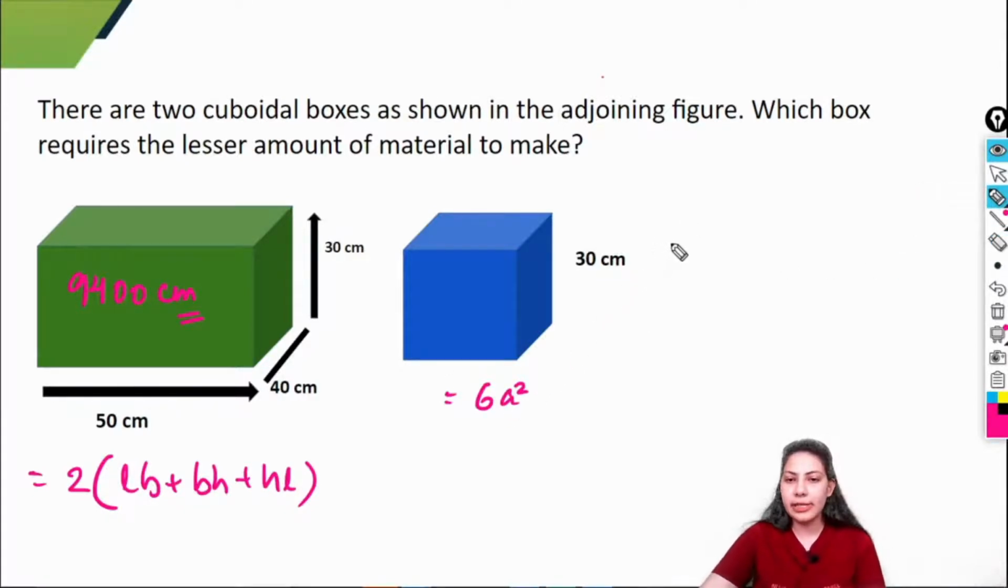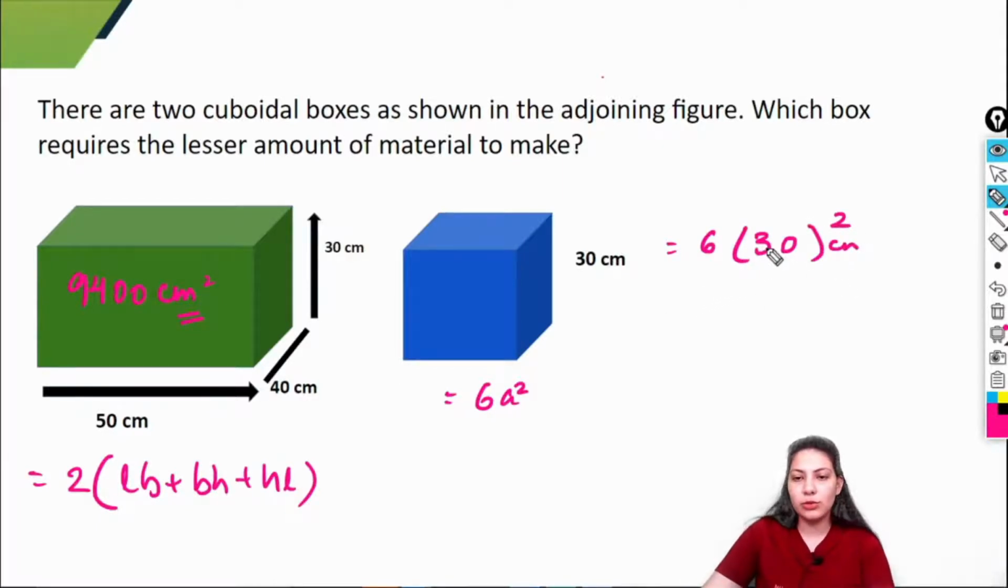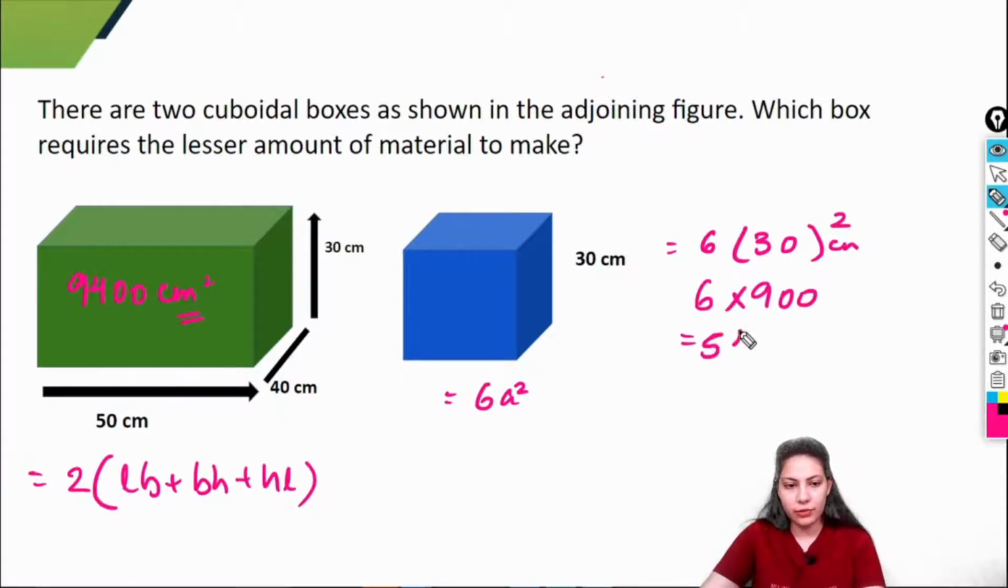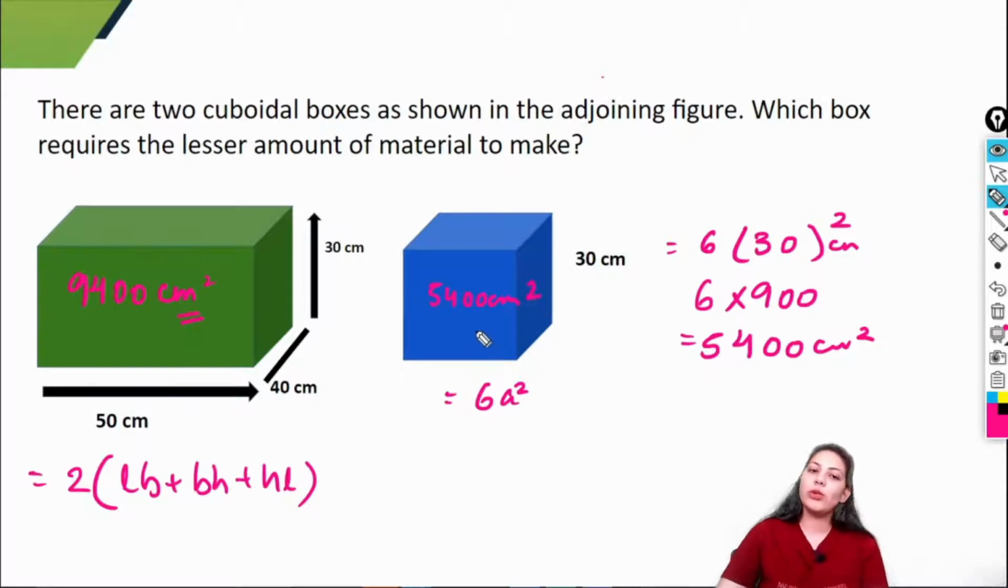So it's directly 6a square, that is 6 into 30 square centimeter square. So 30 squared is 900 into 6, that is 5400 centimeter square. So it will require 5400 centimeter square. So which one is larger?